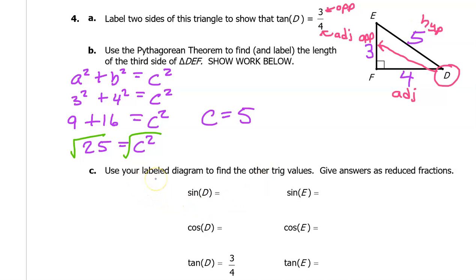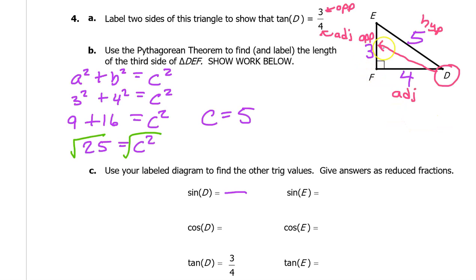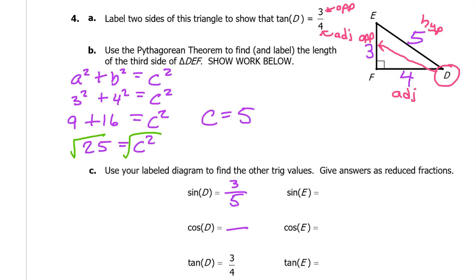Now, use your label diagram to find the other trig values, reduced fractions. So they have already filled in the tangent, opposite over adjacent, 3 over 4, just like we wanted. But what about the sine of angle D? Remember, sine is opposite over hypotenuse. So that will be 3 over 5. What about cosine of angle D? Cosine is adjacent over hypotenuse. So that'll be 4 over 5.